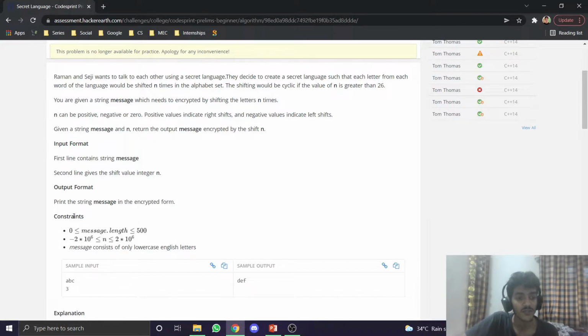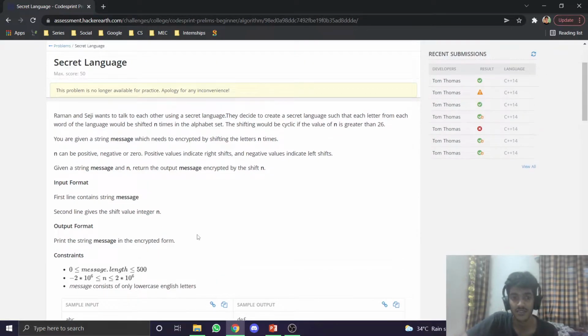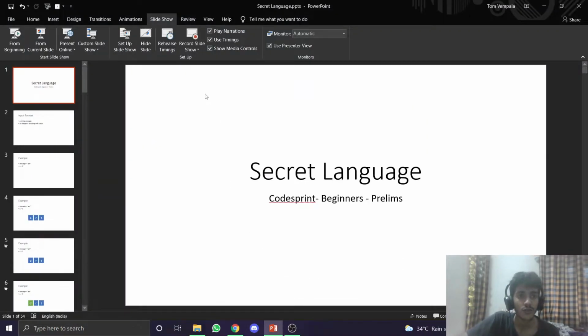So the constraints of the question are: message length could be between 0 and 500, and the value of n could be between negative 2 into 10 raised to 6 and positive 2 into 10 raised to 6. And it is important to note that the message contains only lowercase English letters, so the question is much easier. So let me show you some examples.